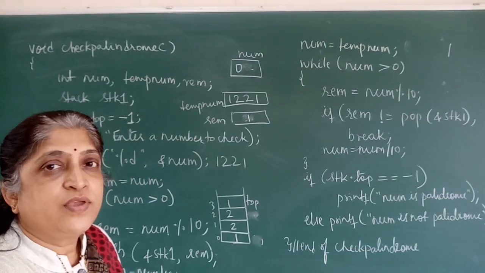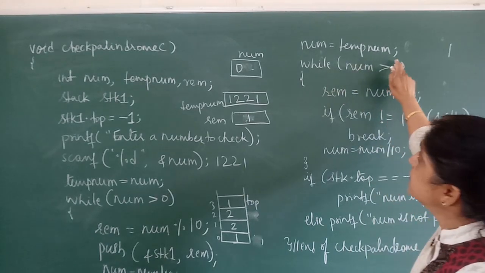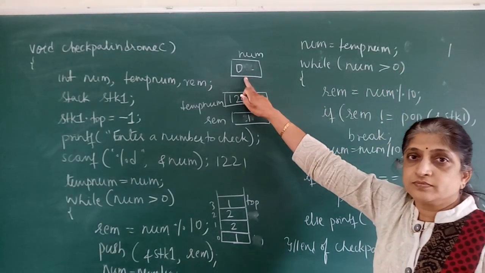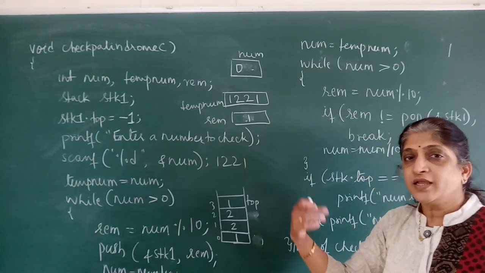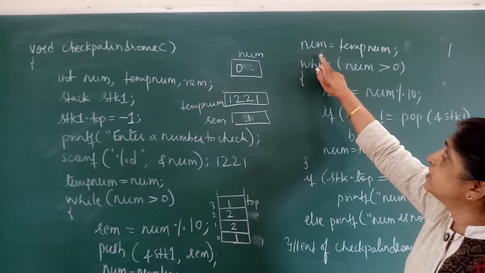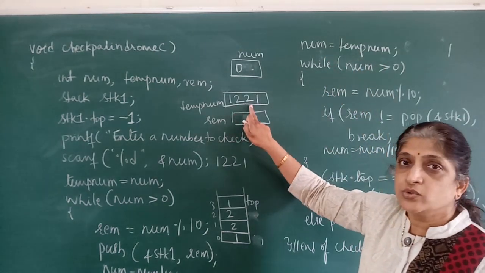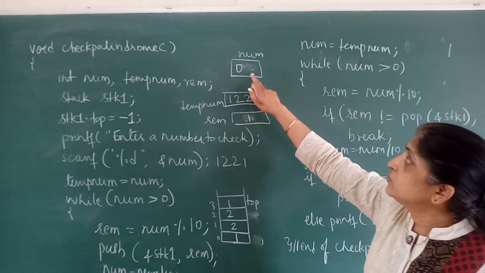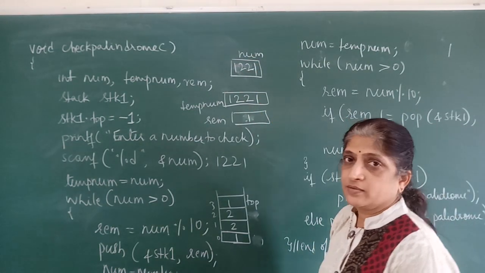For that, we have written the loop here. In this, num is equal to temp num. Num has become 0. We have to perform the same operation, so we should regain or get back the value of num. That's the reason I have written num is equal to temp num. What do we have in temp num? 1, 2, 2, 1. So this is assigned to num. That is 1, 2, 2, 1.